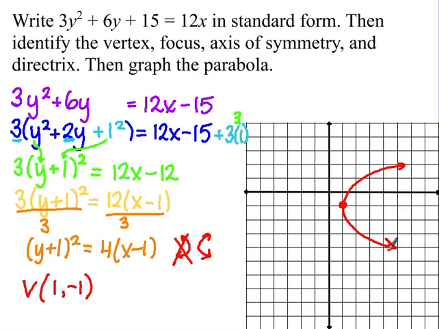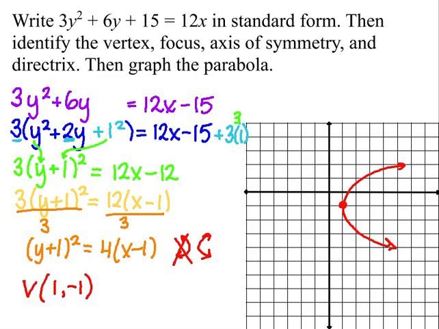Now I need to find the focus, the directrix, and the axis. The axis I could probably find, but we've been finding it at the very end. But let's go ahead and start with the focus. I know the focus is located P away from the vertex. How do I find P?